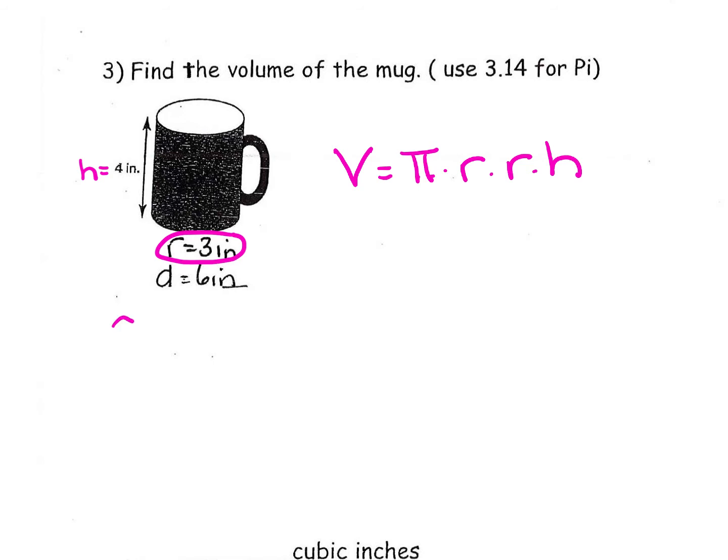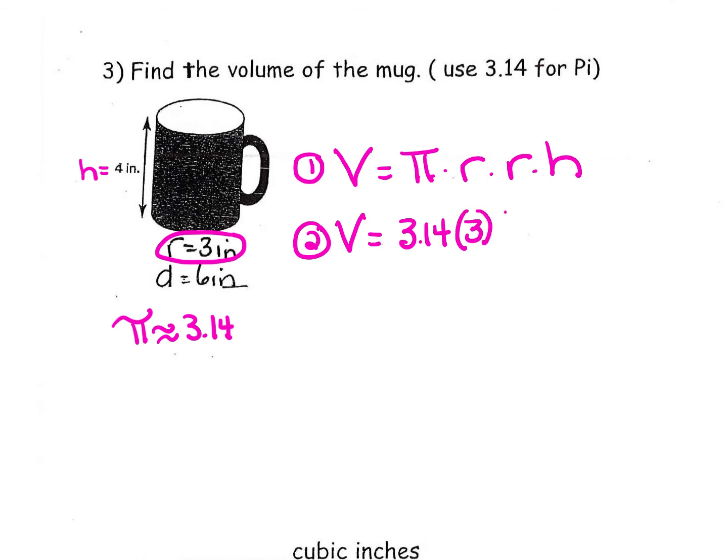And we certainly know for pi, we're going to use 3.14. We have all we need to fill out the formula. So let's substitute. Volume equals 3.14, that's our pi, times a radius of 3 times 3 times 4 inches.